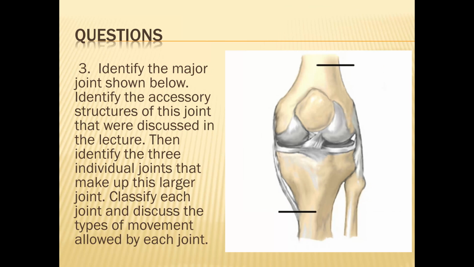Question 3 says identify the major joint shown below. Identify the accessory structures of this joint that were discussed in the lecture. Then identify the 3 individual joints that make up this larger joint. Classify each joint and discuss the types of movement allowed by each joint.